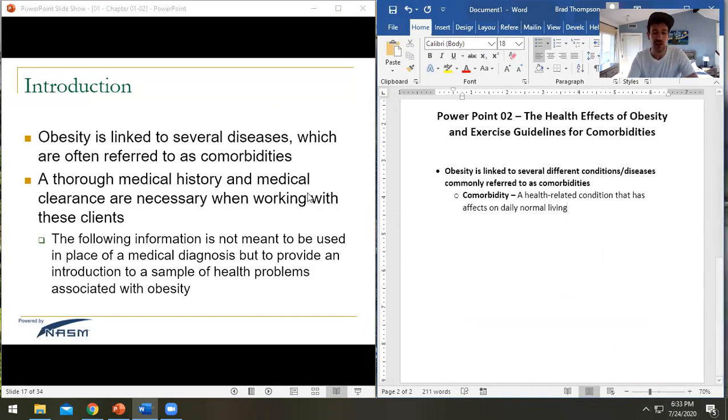So in order to identify these, a thorough medical history and medical clearance are very, very necessary, especially when working with extremely obese clientele. So make sure you are always, always, always doing a general medical history questionnaire as well as a PAR-Q with your clients. That way you can learn about any conditions that they might have and things that you might need to avoid. So this information that we're about to go into is not meant to be in place of a medical diagnosis. We are not medically treating any of these conditions.